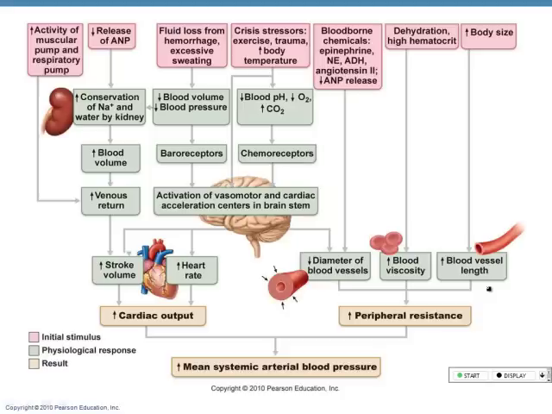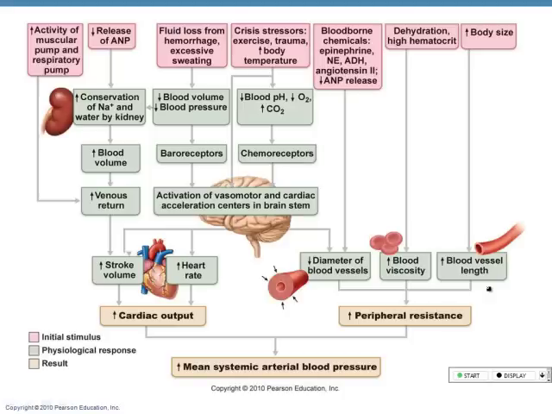So all of these, crisis, stressors, exercise, trauma, increase in body temperature, is going to cause effects chemically in your body. And not only baroreceptors are going to monitor pressure in the system, but who else is going to help me monitor pressure in the system? Those chemoreceptors, chemical changes. When I have a decrease in pH, a decrease in oxygen, what do I need to do? Think of the decrease in oxygen first. Don't worry about the pH, because that might confuse you. If I have a decrease in oxygen, what do I need to do? Get more oxygen from who?